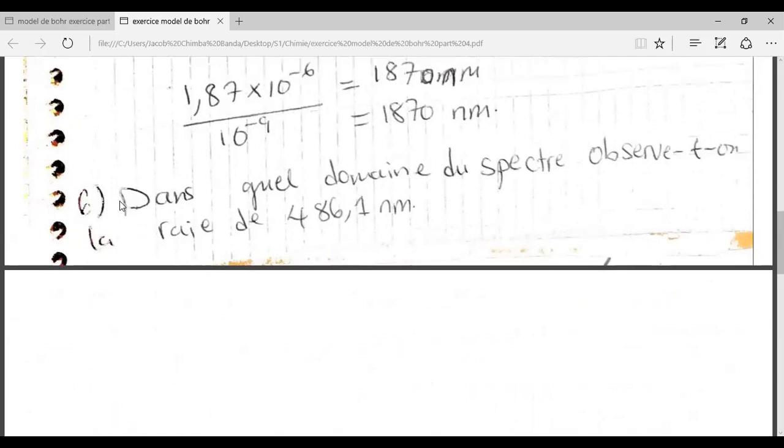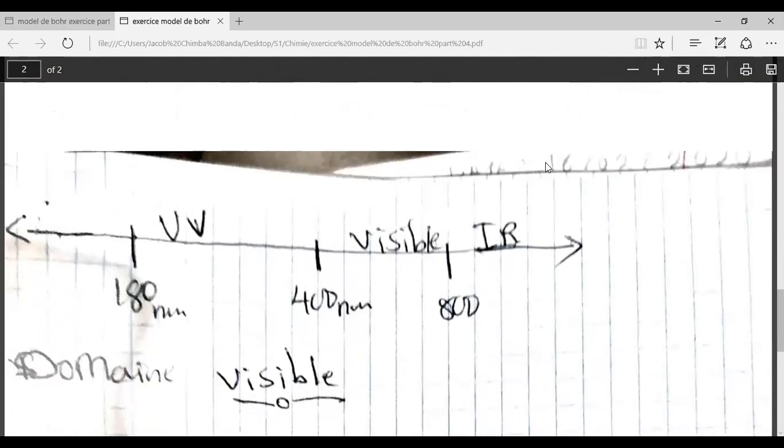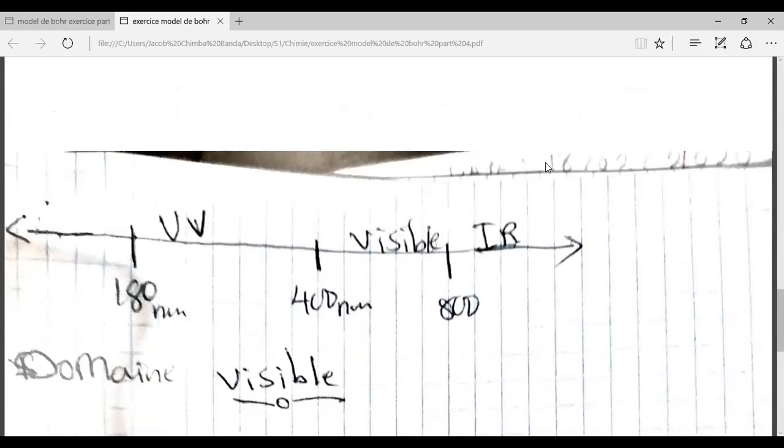So number six is just asking, in which domain of the spectrum do we observe the ray of 486.1 nanometer. We learned about domains. This is where we use them now. In which domain does this ray of 486.1 nanometer come from? I said that for this one, there's no need for you to calculate. You just have to have the picture in mind.